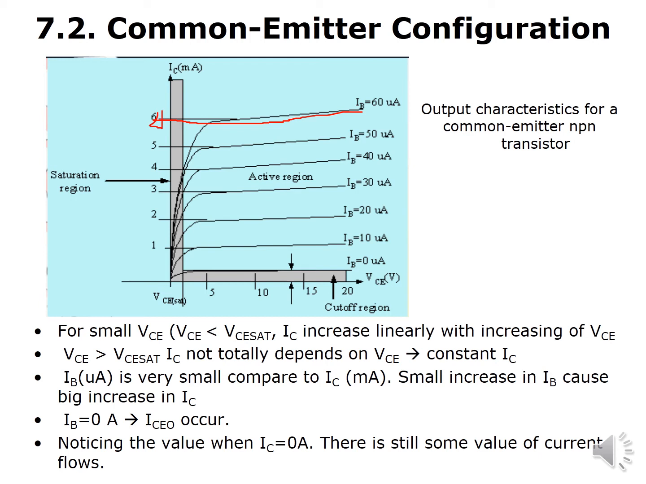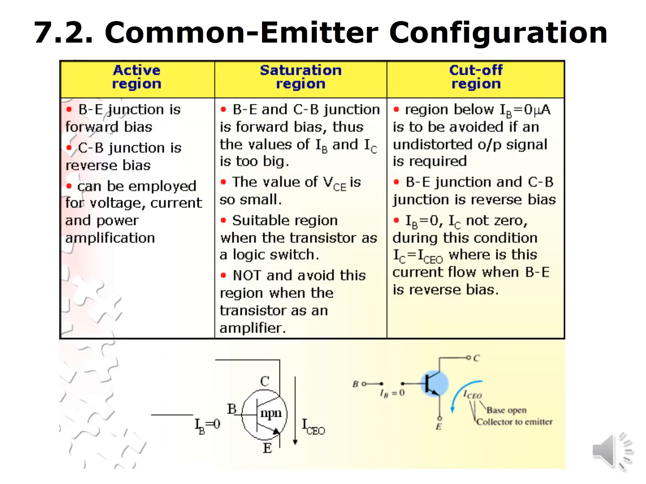As you can see, with an IB of 60 microamps, you can get up to 6 milliamps. That means the gain here will be about what? About 100, if you take 6 milli over 60 micro. In other words, the current gain in the common emitter configuration is very large. So you read that this is also commonly used in our transistor as an amplifier circuit.